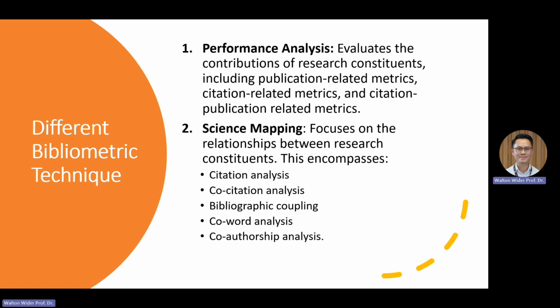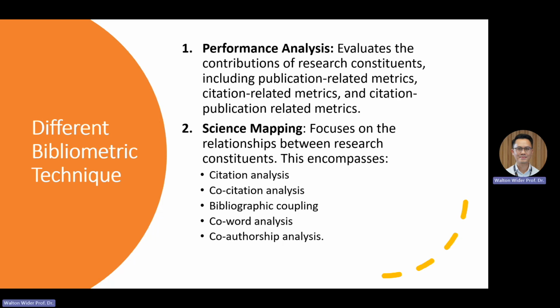So this is just the different types or techniques of bibliometric. Like I mentioned just now, performance analysis evaluates the contribution of research constituents, including publication-related metrics and citation-related metrics. The science mapping focuses on the relationship between research constituents. Therefore, you can use different types of analysis in order to evaluate this. All right.